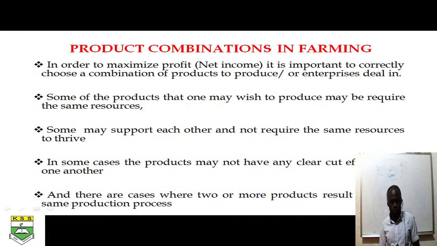Our final bit for today is what we call product combinations in farming. Now, if you have proper product combination, then you can be able to reduce costs in farming. Product combination just means what enterprises, what things are you going to deal in?